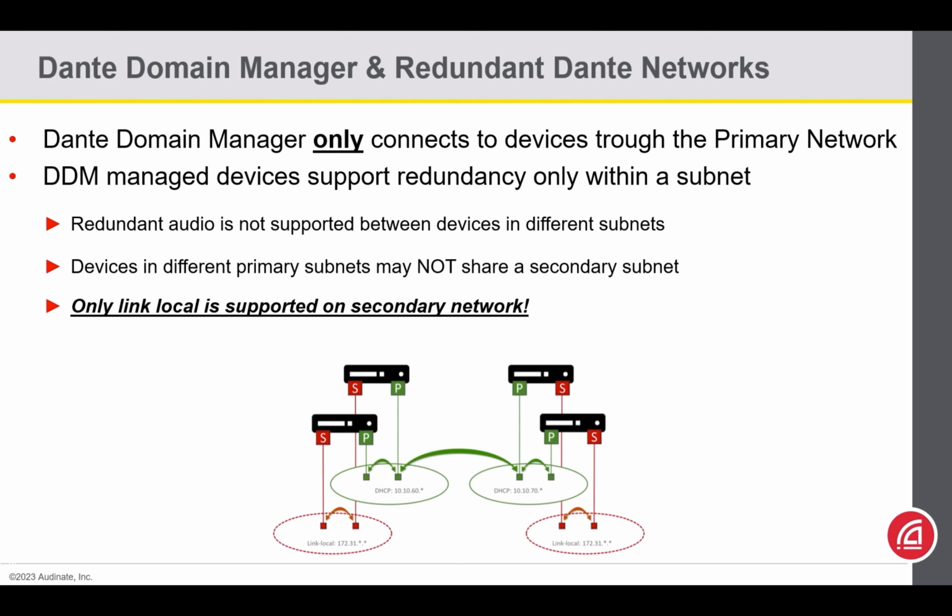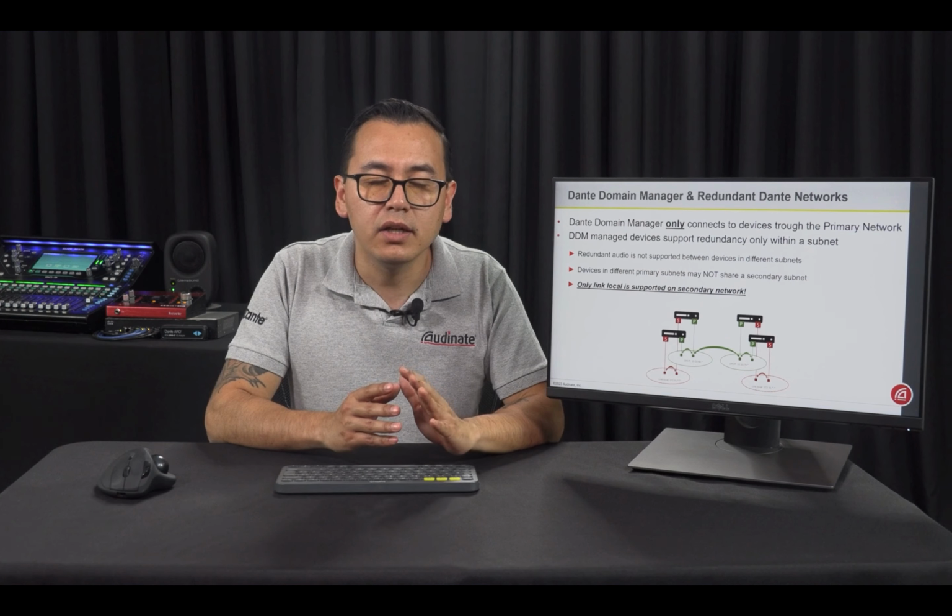In the example of a supported configuration illustrated below, there are 2 primary subnets, 10.10.60 and 10.10.70, used as example address ranges, which are served addresses by DHCP. DDM enables audio routing between these subnets. The secondary interfaces for the devices in each primary subnet are connected to isolated subnets, using link local for address allocation. And just to say it again, audio routing is not supported between these subnets.